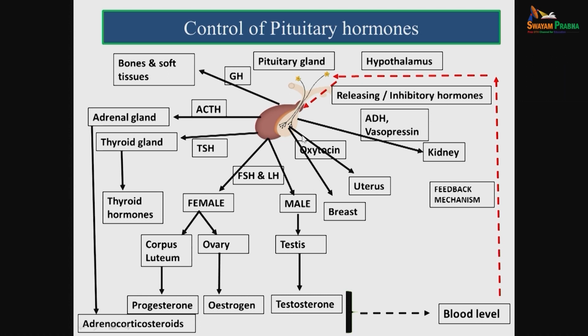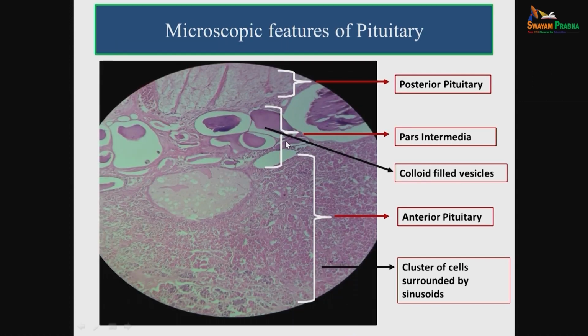The oxytocin from the posterior pituitary will act on the uterus and the breast, whereas the antidiuretic hormone or vasopressin will act in the kidney. Depending on the blood level of these final hormones, it further gives a feedback mechanism which goes and stimulates or inhibits the hypothalamus, which in turn will again stimulate or inhibit the production of hormones by the pituitary gland.